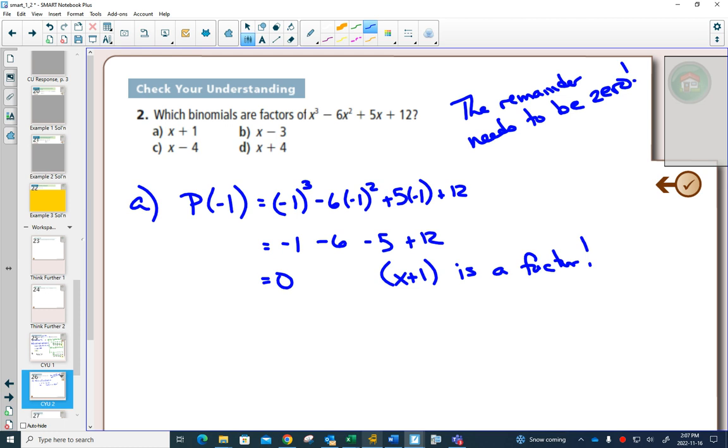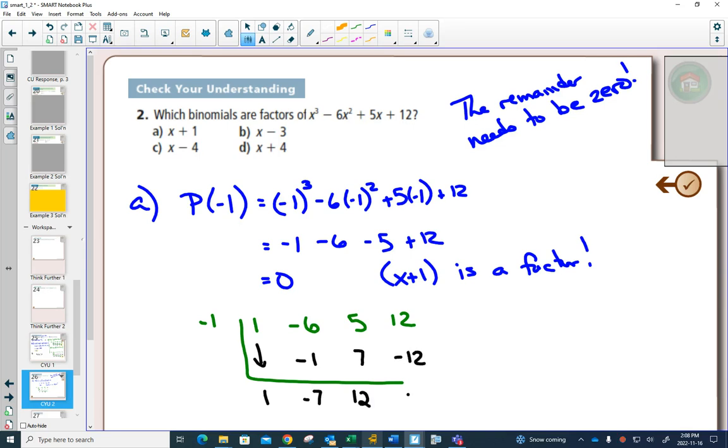Could we have done this with synthetic division? Absolutely. Synthetic division would say 1, -6, 5, 12. On the outside, I put -1. Bring the 1 down. Multiply, add. Multiply, add. Multiply, add. I get a remainder of 0 that way as well.